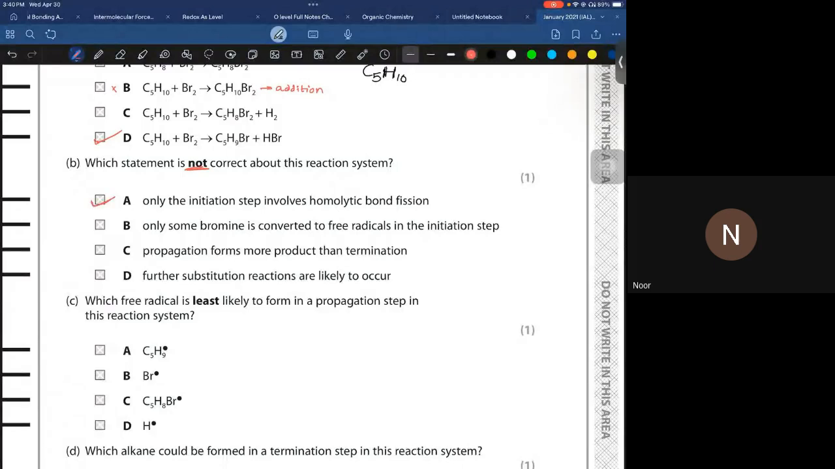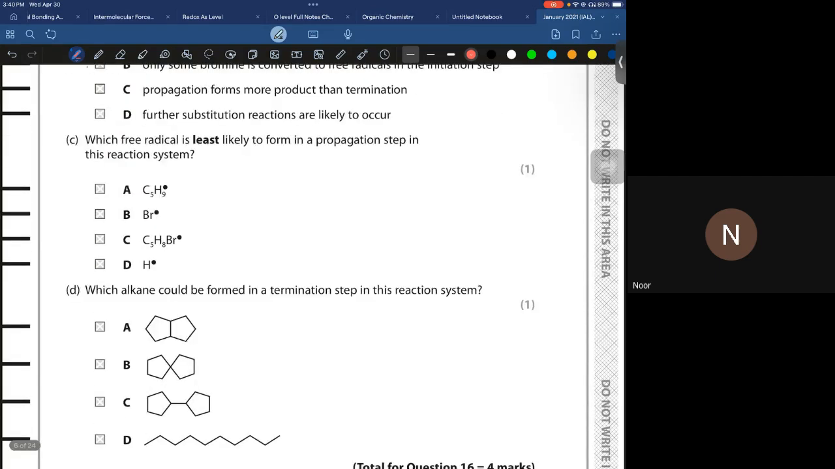Then we have to check B. Only some bromine is converted to free radicals in the initiation step. Yeah, good. Propagation forms more product than termination. Yep, because termination has only one equation. Like we can combine any two of the radicals, so they would be forming a neutral molecule. So this is called termination. And then further substitution reactions are likely to occur. Yeah, this statement is also correct. If you substitute one hydrogen, then two hydrogens, then three, then four hydrogens. So option A is correct. That is, it's not the correct statement.